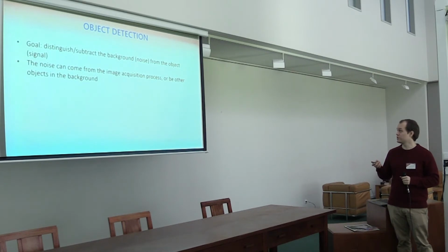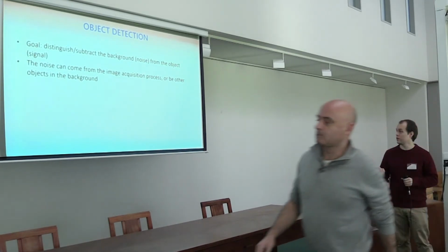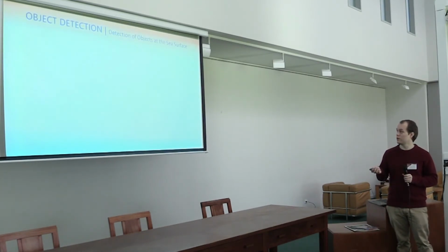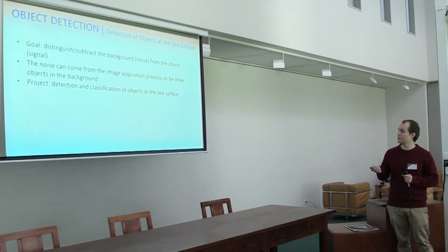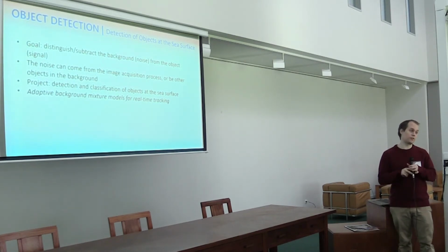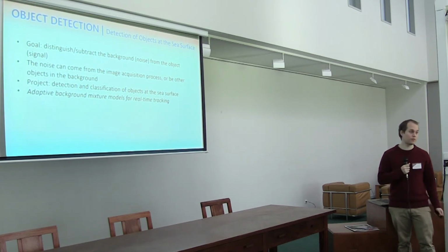The noise can come from the image acquisition process. It can be the camera that gives you the noise, but it can also be other objects in the background, like trees and so on. So I have a project here. Sorry for the confusing layout. We want to detect and classify objects at the sea surface using an infrared camera. My work is the image processing part. Fabio will talk later about the neural network part. For the background modeling I use adaptive background mixture models for real-time tracking, which is the title of the paper. It uses a mixture of Gaussians to model the background.